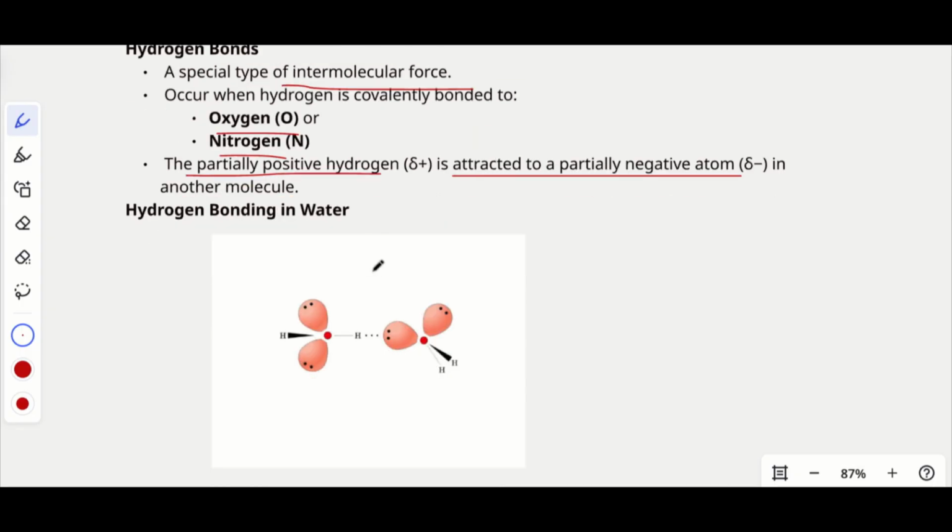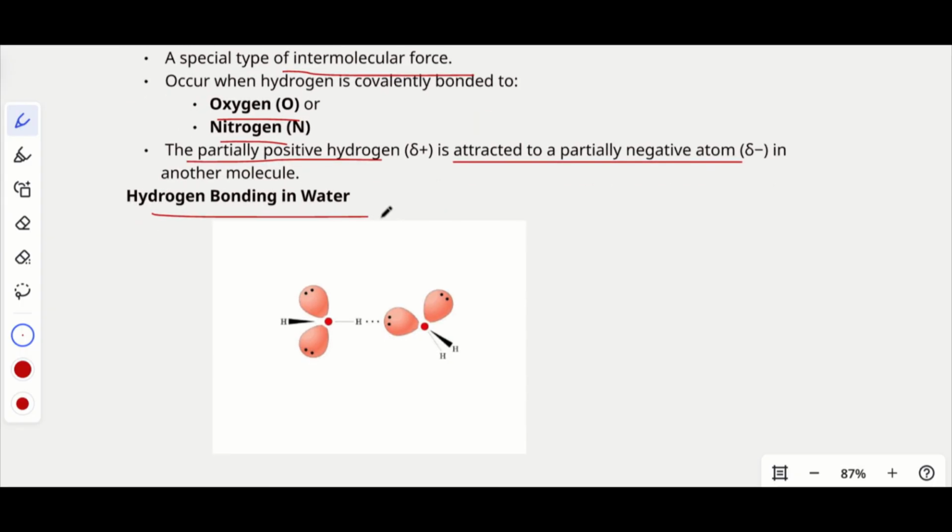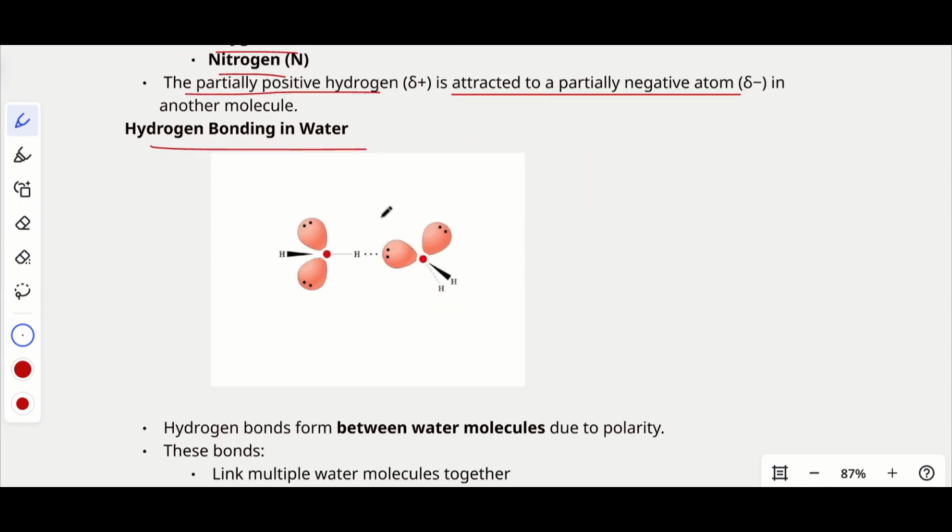Now let's see how hydrogen bonding occurs in water. In water, oxygen attracts electrons more strongly than hydrogen, making the molecule polar. This polarity allows hydrogen bonds to form between water molecules. So this is one water molecule and this is another water molecule. The polarity lets hydrogen form a bond between the water molecules. That is why water molecules are connected to each other.